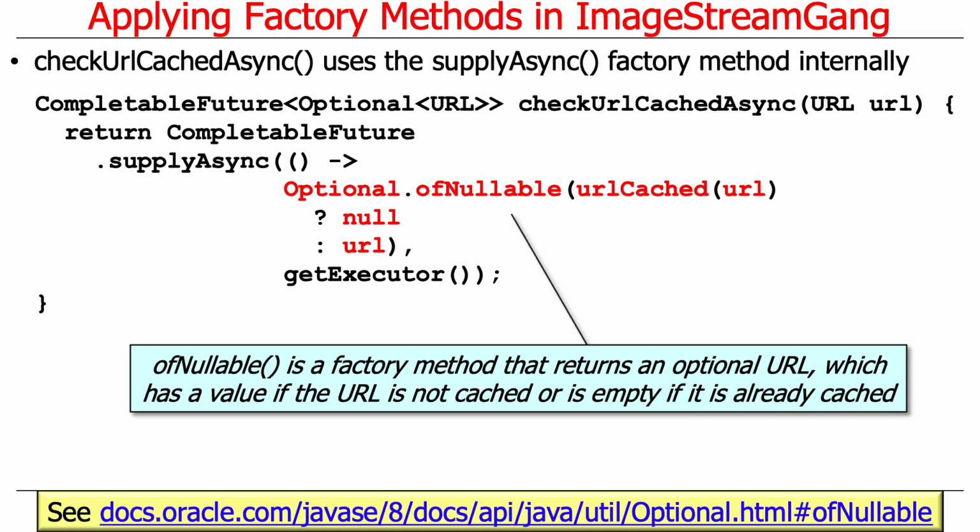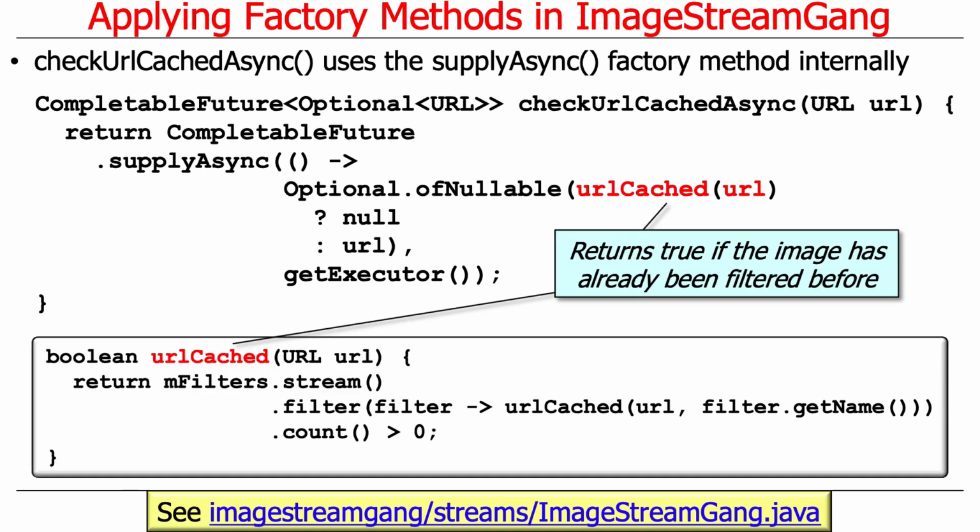So you can see here, it's either going to be null or the URL. If the thing is already cached, then we want it to be null, because we're going to ignore it. If it's not cached, then it's going to be whatever the URL is.